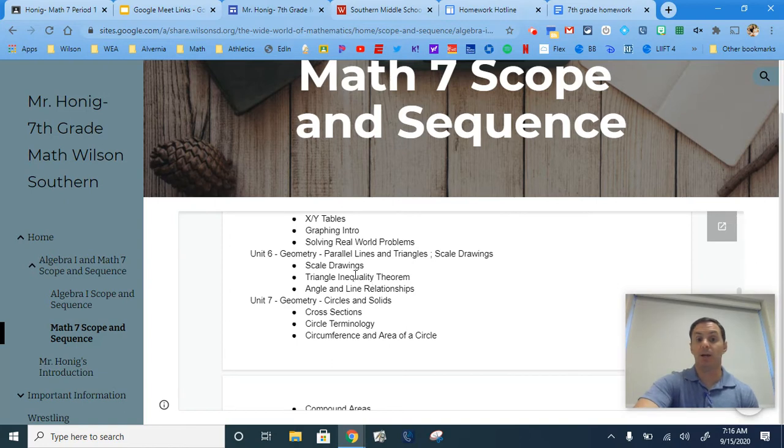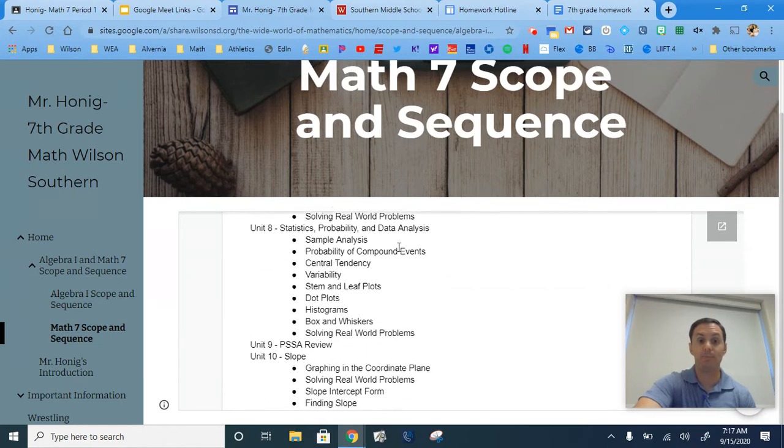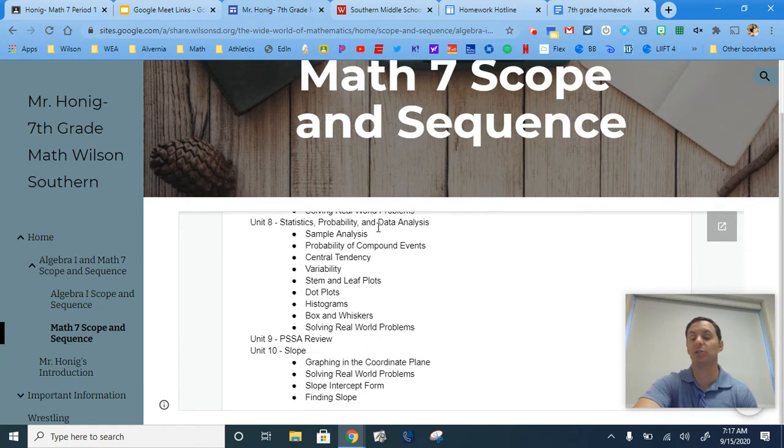Geometry, we do touch on a little bit of geometry, where we start with parallel lines that are intersected by a transversal. We have triangles, properties of triangles, scale drawings and models. And then we split the geometry unit in two sections. That would also be circles and solids as well. And we finish off with statistics, probability, and data.